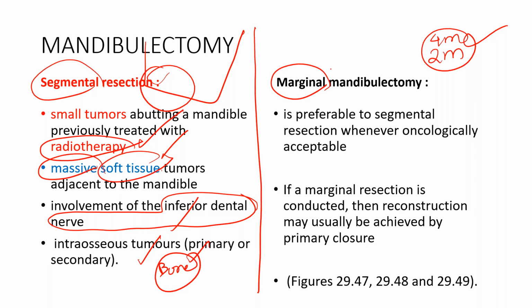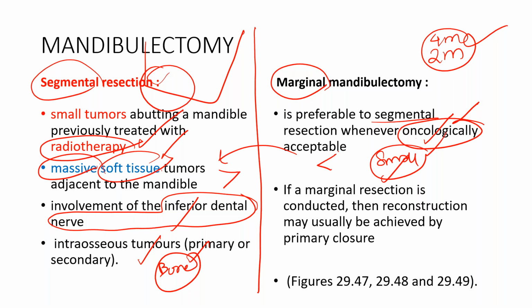When you do marginal mandibulectomy, it is preferable to segmental mandibulectomy whenever you can get oncologically safe margins. Marginal mandibulectomy is a small resection. Segmental is a large resection, a bigger one. Marginal is a smaller one. Reconstruction is achieved by primary closure. You need not put any flap or any graft for marginal mandibulectomy.